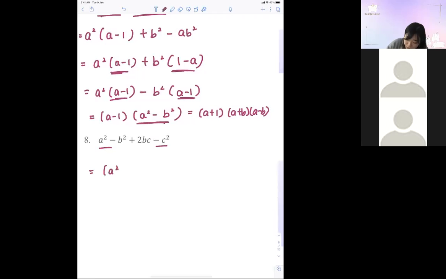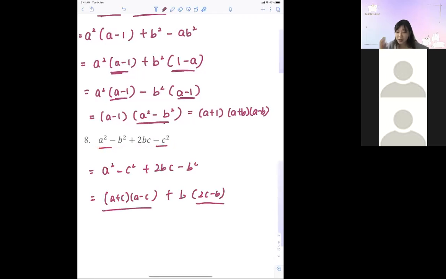So a square minus c square. Then, sorry, shouldn't draw the bracket, okay? We do. So I put these 2 together, a square minus c square, then positive again, then negative. Can you see? Positive, negative, positive, negative. I just rearrange them. Then pairing again. Okay. A plus c, a minus c, 2c minus b. Again, there is no common bracket.